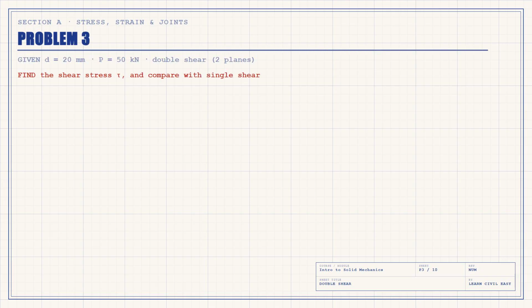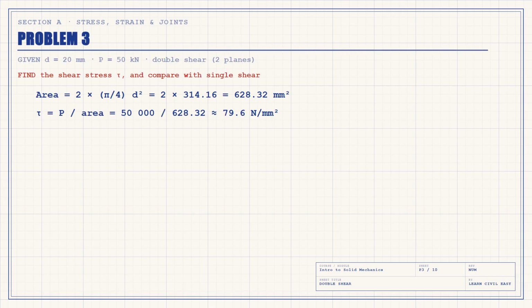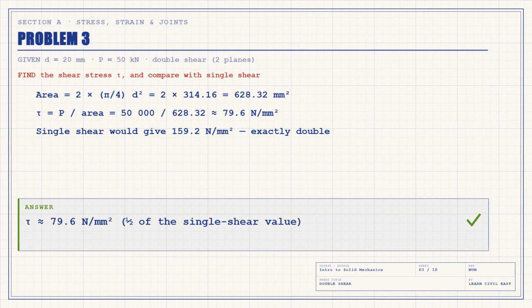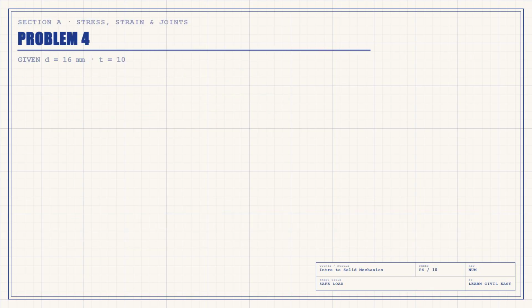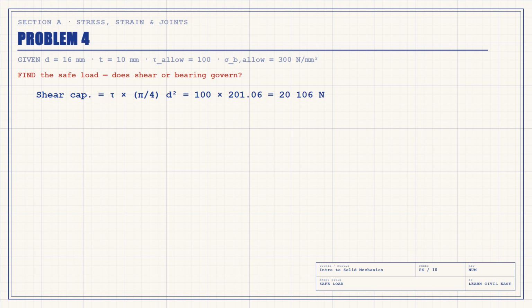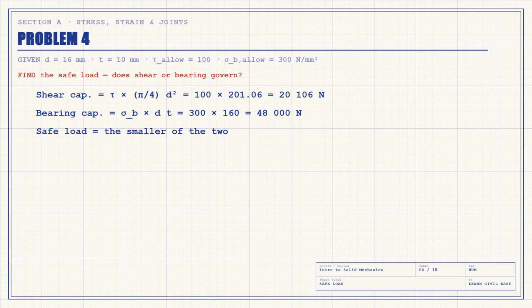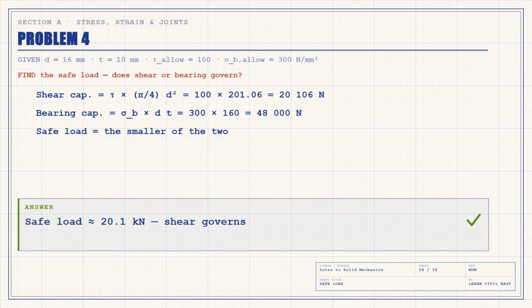Problem 3. A 20 mm rivet in double shear carries 50 kilonewtons. In double shear, there are two planes, so the area is 2 times pi by 4 d squared, 628.32 square millimeters. Shear stress is 50,000 over that, about 79.6 Newton per millimeter squared. In single shear, the same rivet would give 159.2, so double shear is exactly half. Remember that.